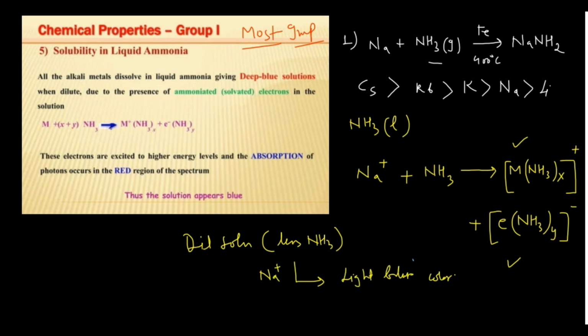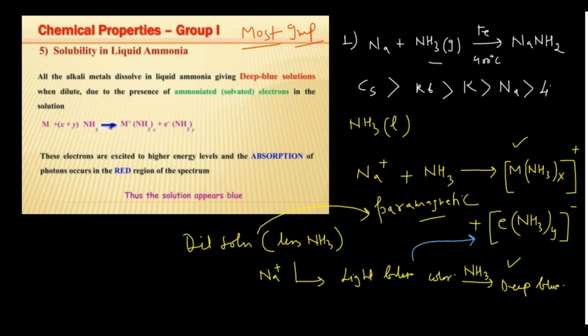What should be the reason behind this? The reason is the ammoniated electron, so the color of the solution is due to the ammoniated electron. But if you increase the concentration, if you keep adding ammonia, then this color would be deep blue. First of all, you should remember that in dilute solutions only one electron is there. You can see here one electron is there. So if the solution is dilute, then it is paramagnetic in nature.